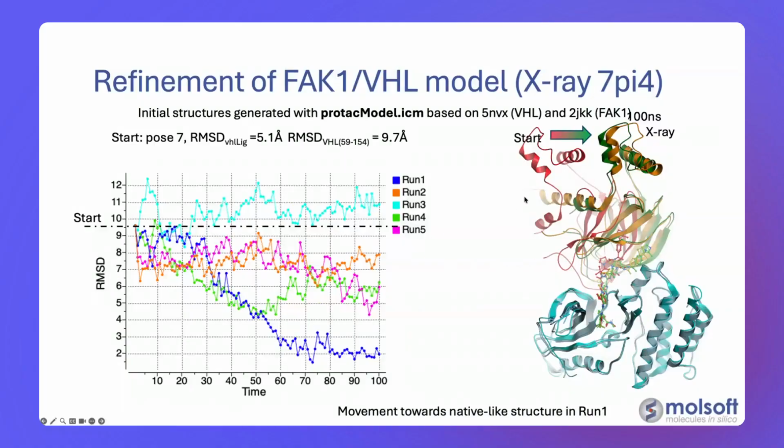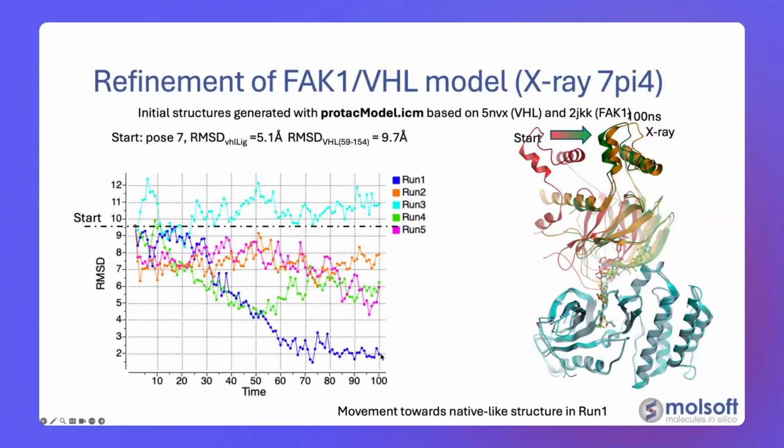This is a very good example with starting pose number 7, where you can see that this region of the helix has very high deviation. This is the starting position, this is the X-ray. Despite this challenging starting point, the RMSD graph highlights a significant success in run 1, which is the dark blue line here. Over the course of the 100 nanosecond simulation, this specific trajectory shows a dramatic drop in RMSD, eventually falling below 2 angstroms.